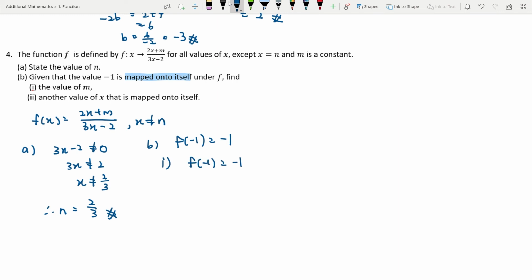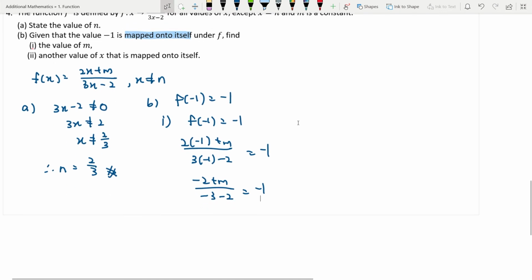Substitute -1 into the function f. We get 2 times -1 plus m over 3 times -1 minus 2 equals to -1. Expand all the bracket, we get -2 plus m over -3 minus 2 equals to -1. -2 plus m over -5 equals to -1.